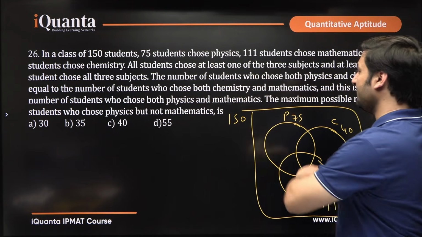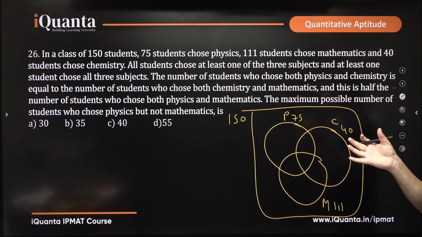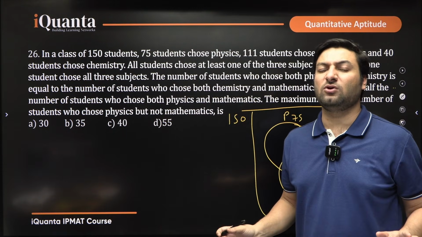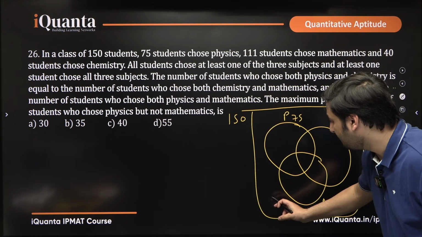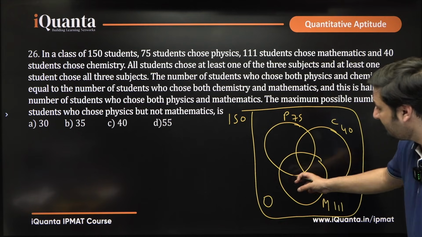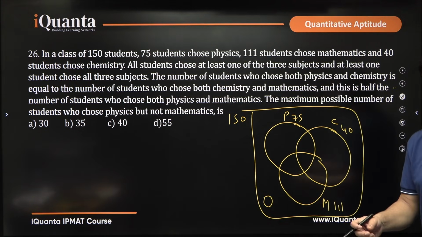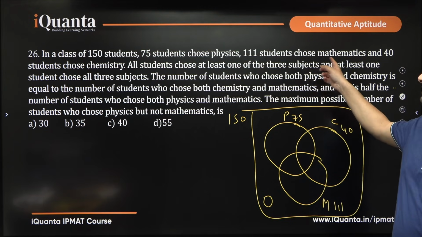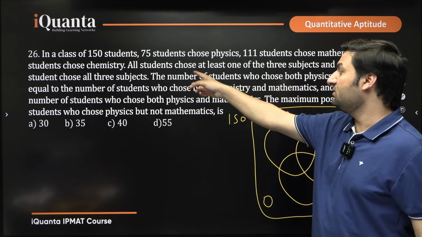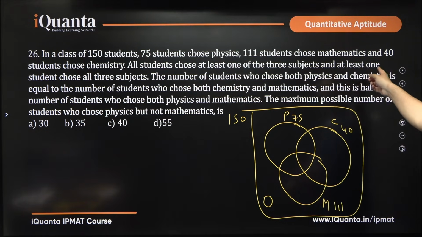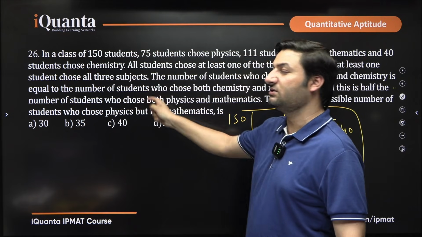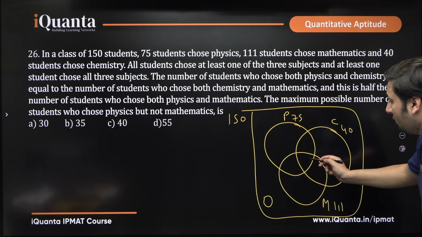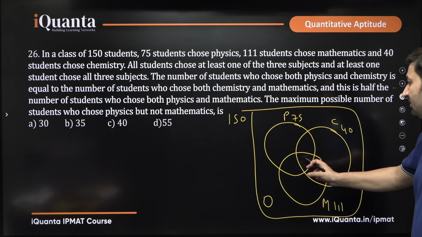All students choose at least one of the 3 subjects. Every student is choosing at least one of the 3 subjects. So there is nobody who is not choosing anything. So that means this region outside the 3 sets, what is this region called? This is called no physics, no chemistry, no maths. So there are 0 such students. That is what this line says, that all students choose at least one of the 3 subjects, and at least one student chooses all 3 subjects. Where do we have the region of all 3 subjects? All 3 is this region. So this has minimum 1 value.